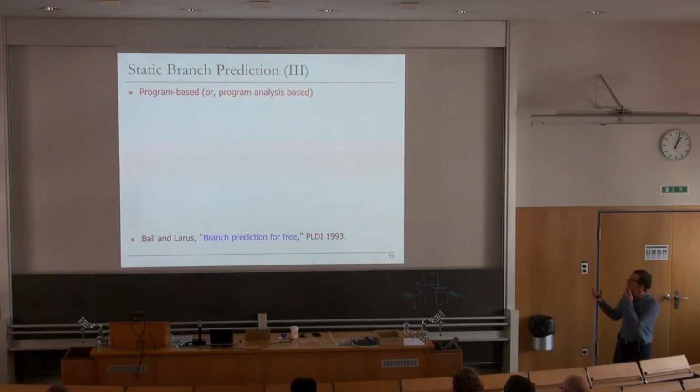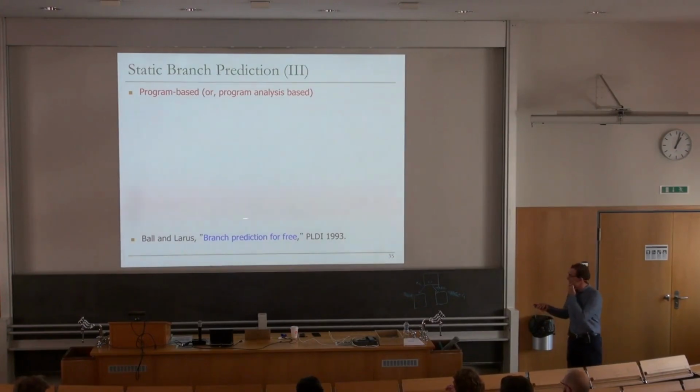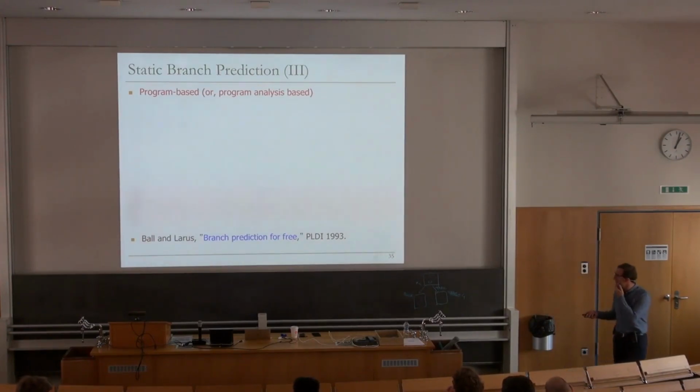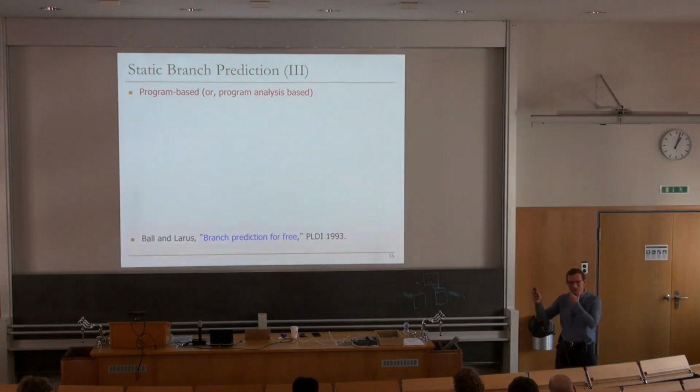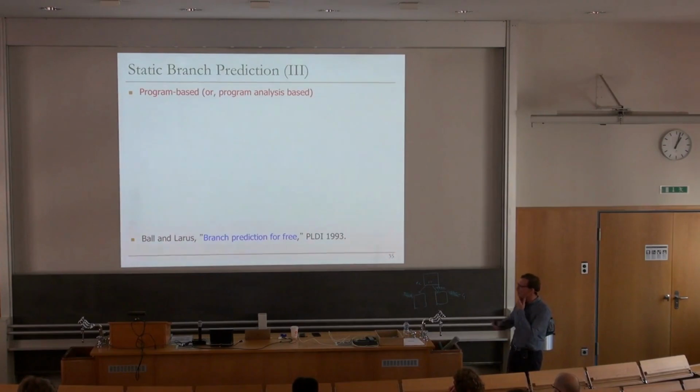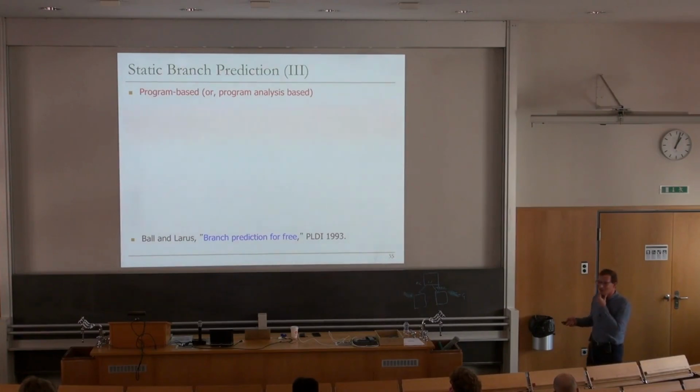So there's another idea. This is actually very interesting, and I would recommend this paper. It's a fun paper to read, in PLDI 93 by Tom Ball and Jim Larus. Jim Larus is at EPFL. He's the dean of the computing school over there right now. He used to be at Microsoft for a long time. But basically, they wrote this paper, Branch Prediction for Free. And the idea is very nice, I think.